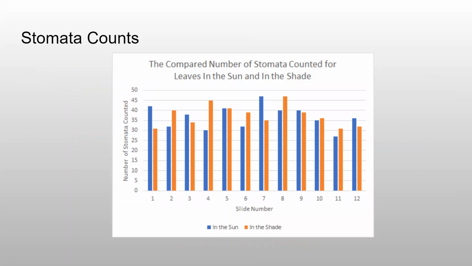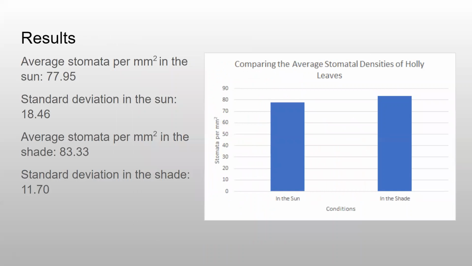The stomata per field of view were counted and produced the results displayed in the graph shown. The stomata counted per millimeter squared were then averaged, and these results compared to our prediction. Our results from the calculated average supported our prediction. The average stomatal density of the plants in the sun was 77.95 per millimeter squared, with a standard deviation of 18.46, while the average stomatal density of the plants in the shade was higher at a value of 83.3 per millimeter squared, with a standard deviation of 11.70.